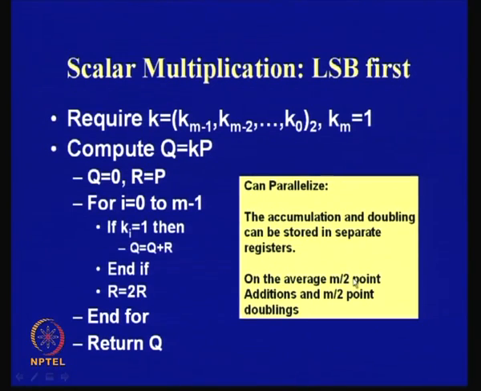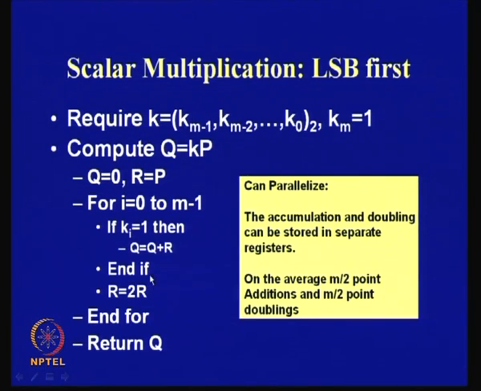On an average there are m by 2 point additions and m by 2 point doublings which are necessary. Why so? Because you are doing the addition and doubling in two separate registers, right. So, therefore, always there is a cost of m by 2.